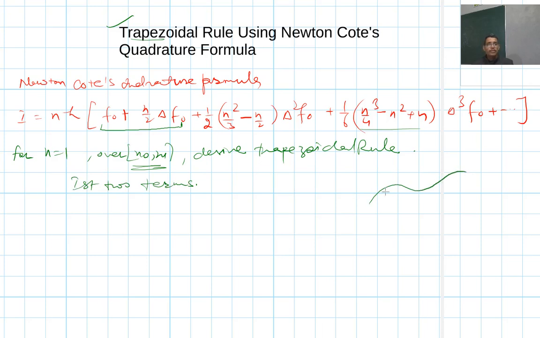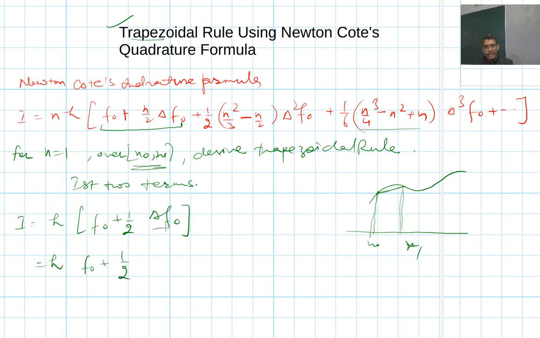We consider the first two terms only, because it is a linear interpolation. For the given curve, we will join these two points, right? This corresponds to x0, and this is x1. So we will join these two, and only two terms are needed here. So if I consider these first two terms, then this integral can be written as h f0 plus 1/2 delta f0, and as I derived in the earlier lecture, delta f0 is equal to f1 minus f0. So I will use this here directly.